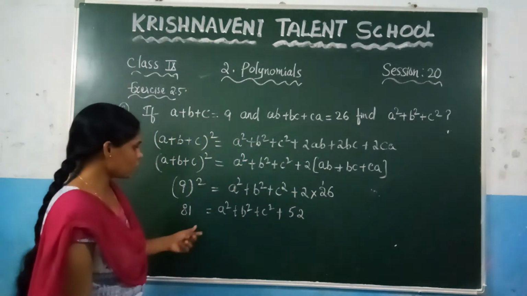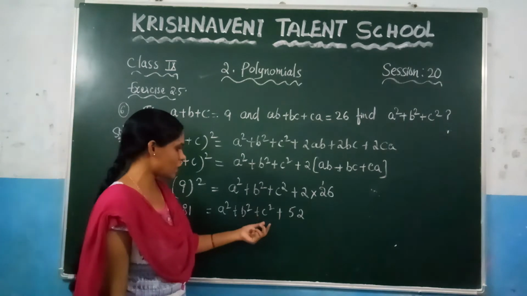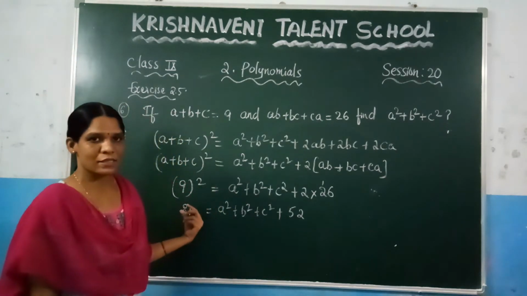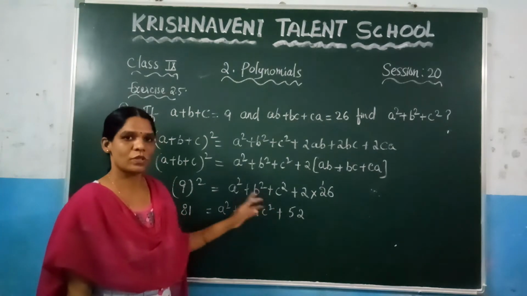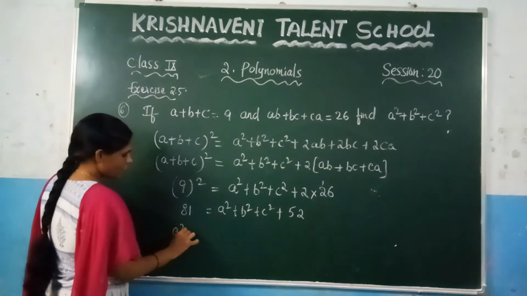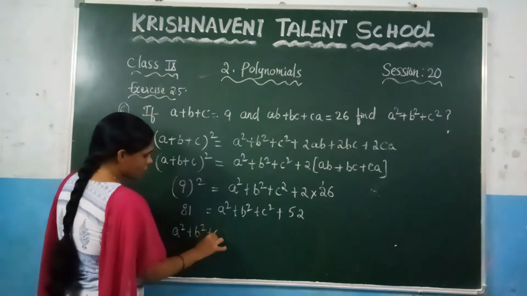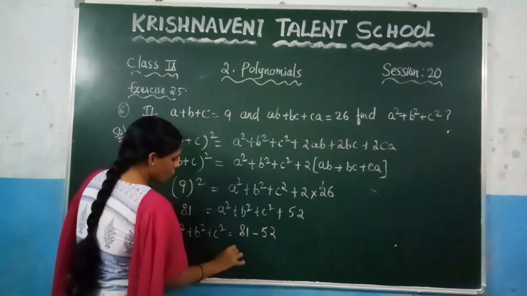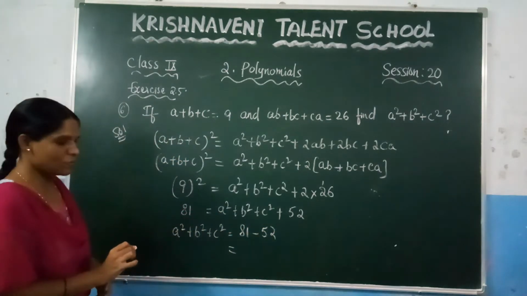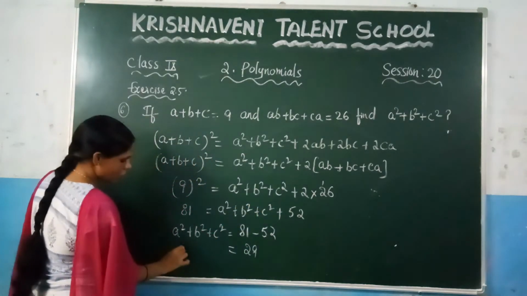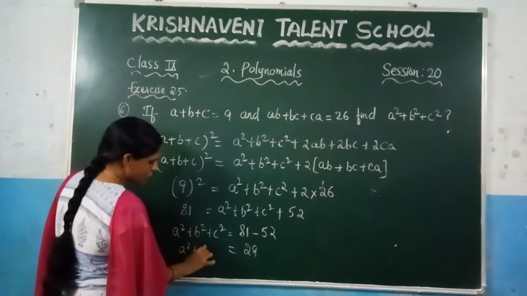Since we need to find the value of a square plus b square plus c square, let us take this 52 to the other side. Since here it is positive, if you take it to the other side it will become negative. So you will get a square plus b square plus c square is equal to 81 minus 52. What is the value of 81 minus 52? Which is nothing but 29.